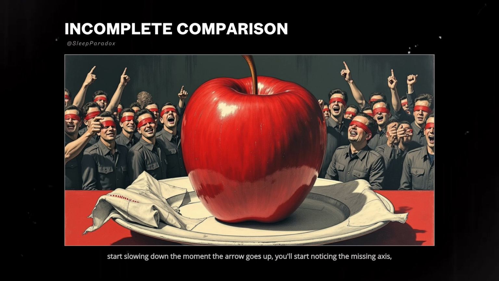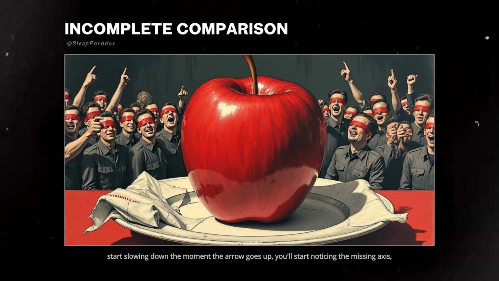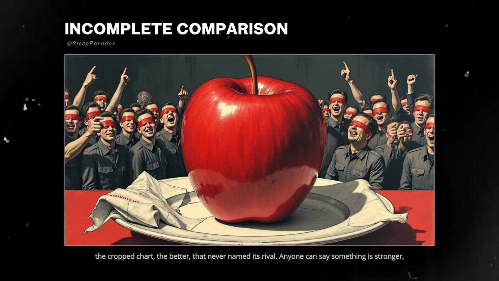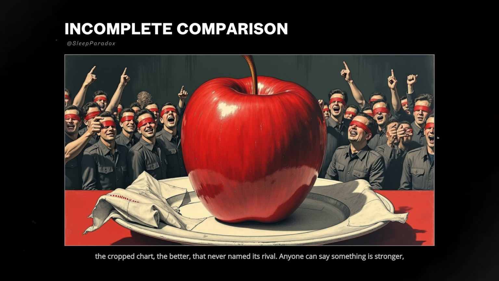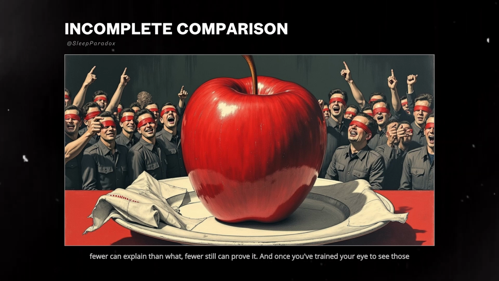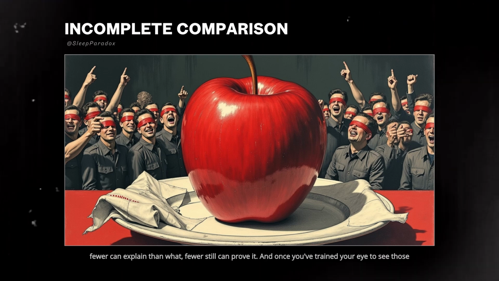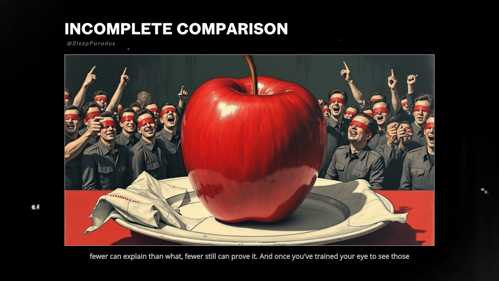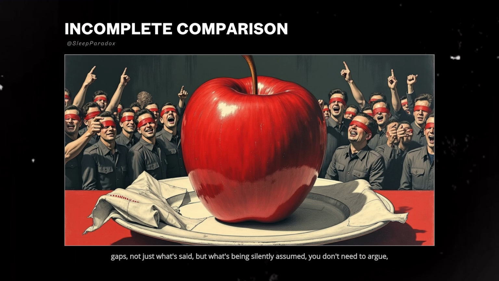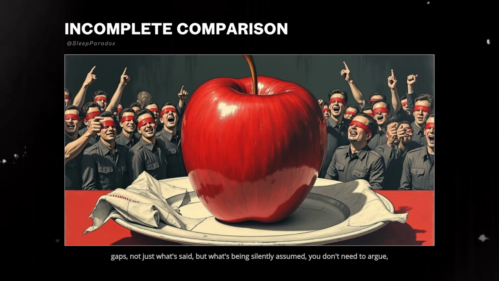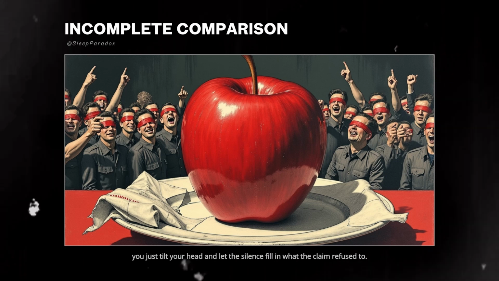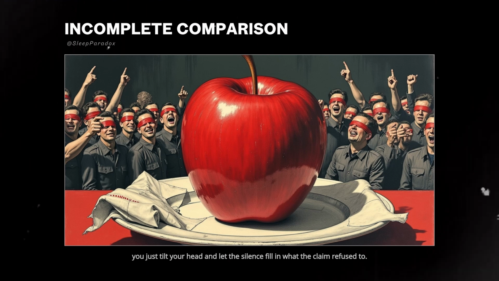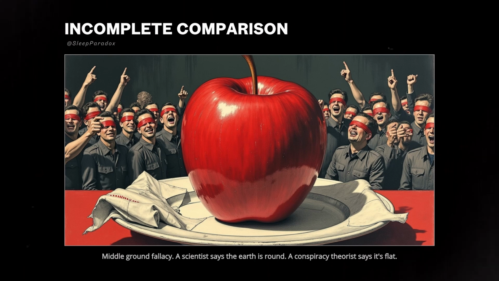But once you start slowing down the moment the arrow goes up, you'll start noticing the missing axis, the cropped chart, the better that never named its rival. Anyone can say something is stronger. Fewer can explain than what. Fewer still can prove it. And once you've trained your eye to see those gaps, not just what's said, but what's being silently assumed, you don't need to argue, you just tilt your head and let the silence fill in what the claim refused to.